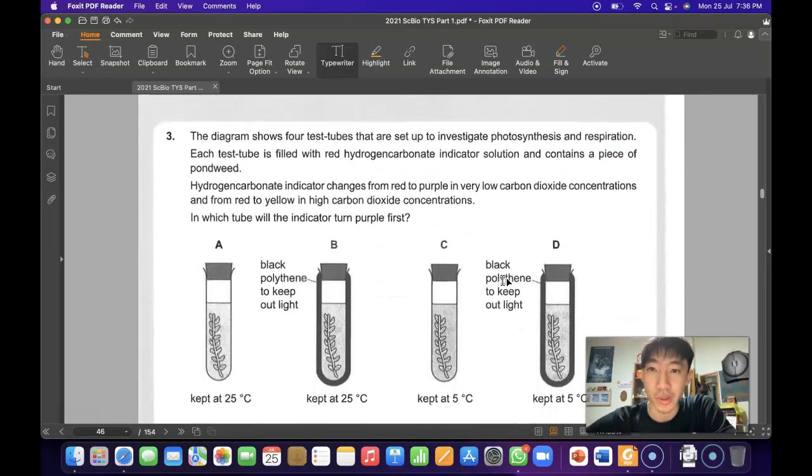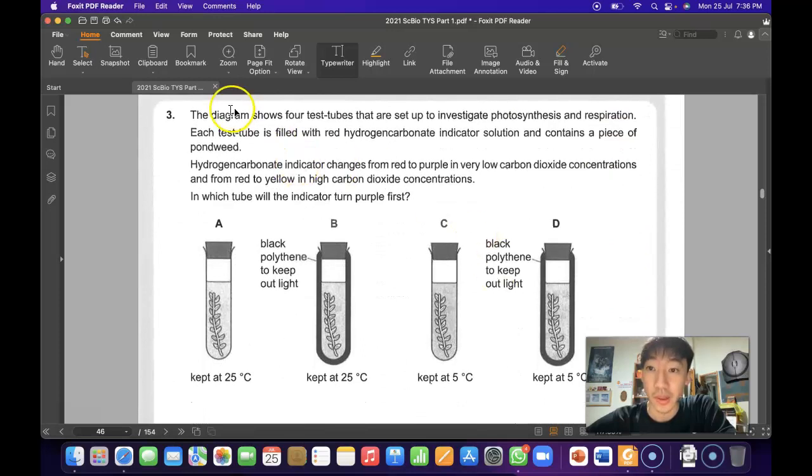Question 3 says, the diagram shows 4 test tubes that are set up to investigate photosynthesis and respiration. Each test tube is filled with red hydrogen carbonate indicator solution and contains a piece of pond reed. Hydrogen carbonate indicator changes from red to purple in very low carbon dioxide concentrations, and from red to yellow in high carbon dioxide concentrations. In which tube will the indicator turn purple first?